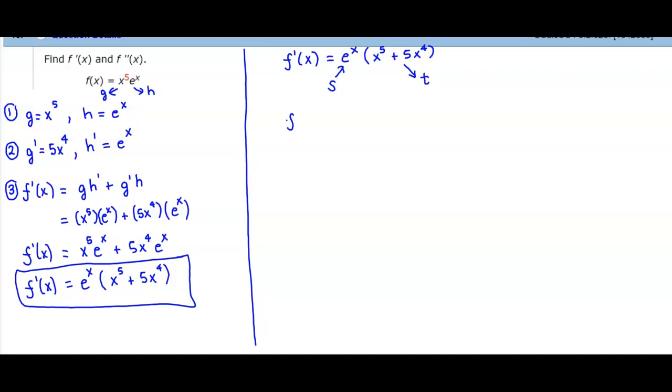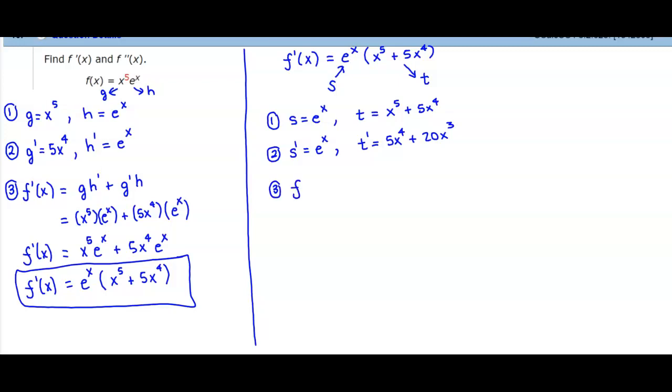So to find the second derivative, we know that s is going to equal e to the x, and we know that t is going to equal x to the fifth plus 5x to the fourth. We know that the derivative of e to the x is going to be e to the x, and the derivative of t is going to be 5x to the fourth plus 20x cubed.